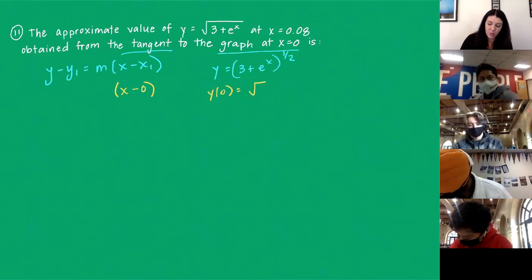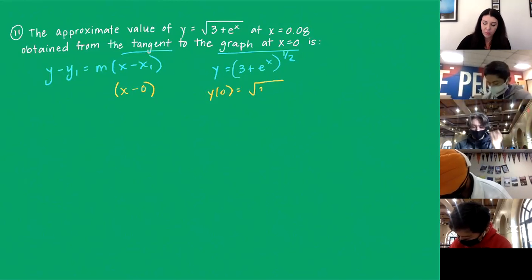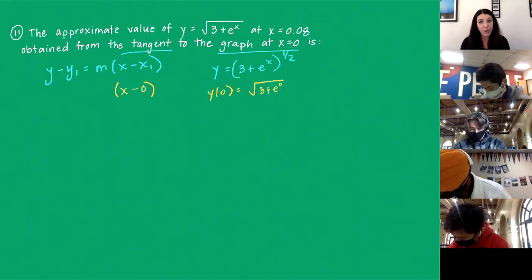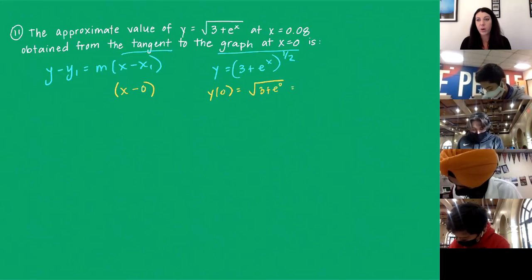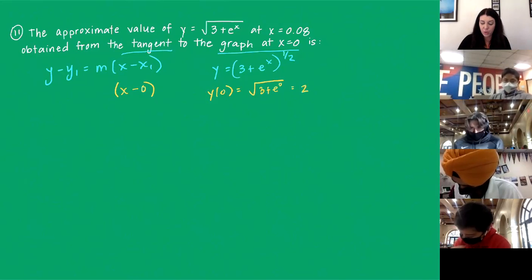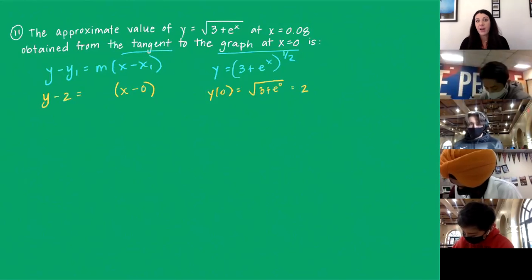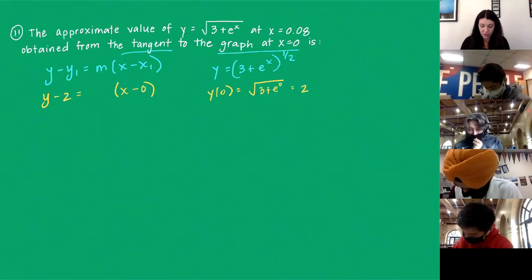So that's the same as square root of 3 plus e to the 0. Be careful, e to the 0 is not 0. It's a really common mistake for guys to make. e to the 0 is 1. So we get square root of 4, which is not plus or minus, right? If we're starting with the square root, it's just the plus. So square root of 4 is 2. So that's going to go in for my y1. And now I need to find m. So to find m, we're going to take the derivative.